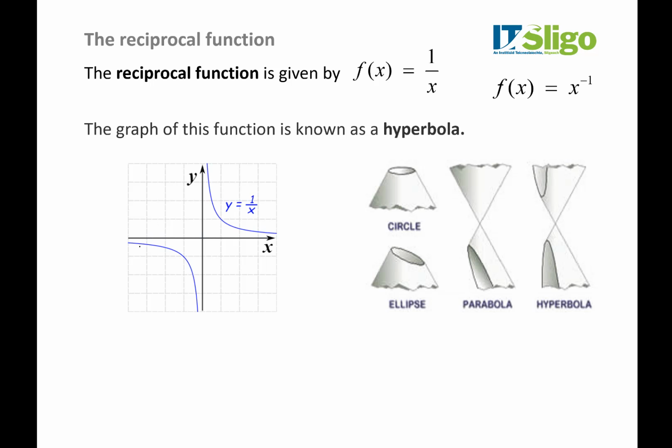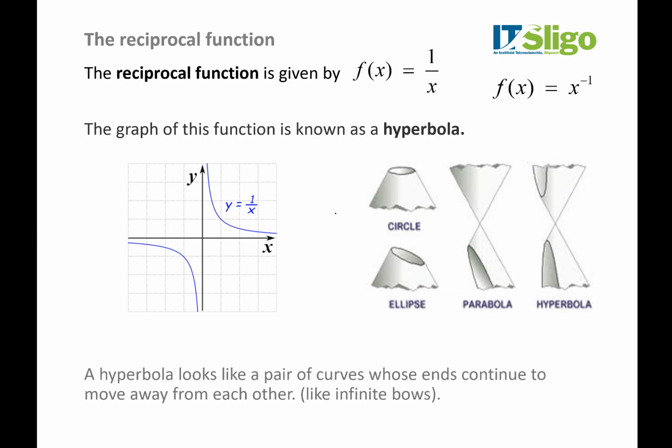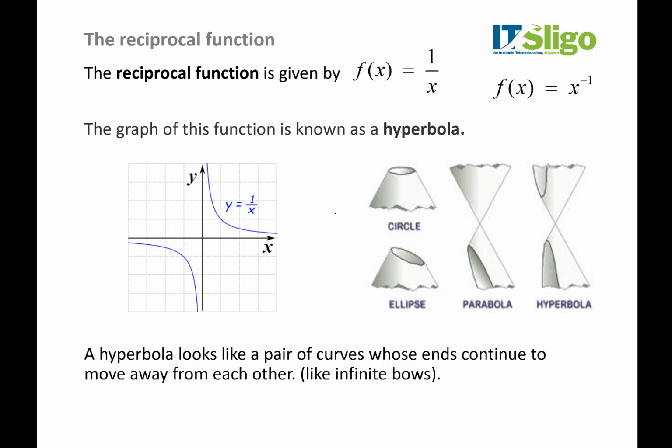There's one way to differentiate it from the parabola. Well, there's a couple of ways. There's usually a pair of curves, the top and bottom of the conic section, and they're like bows, as in the ends travel away to infinity and away from each other. And that's how you know you're dealing with a hyperbolic function. So like infinite bows, I'm talking about bows and arrows. That kind of an idea.